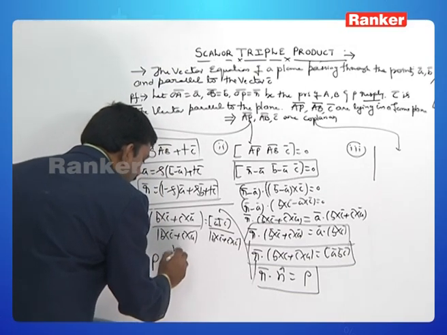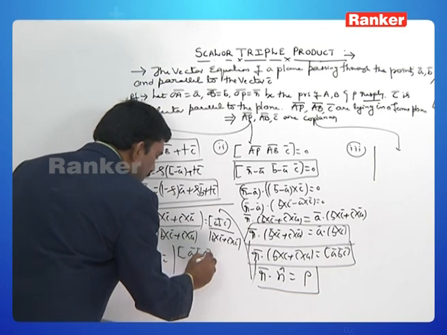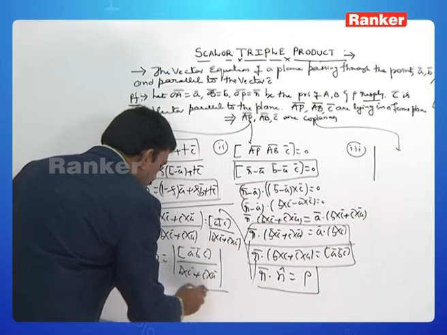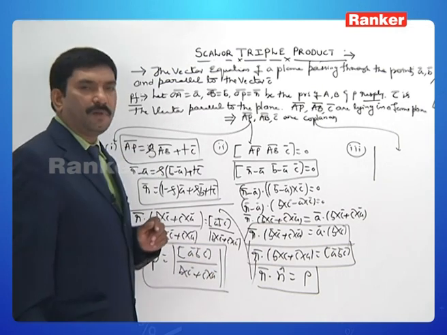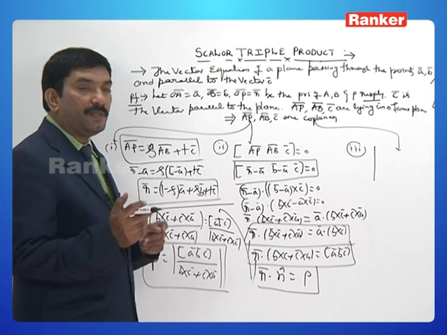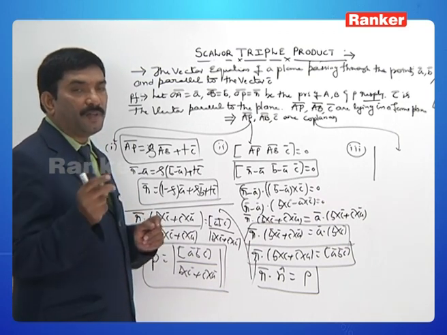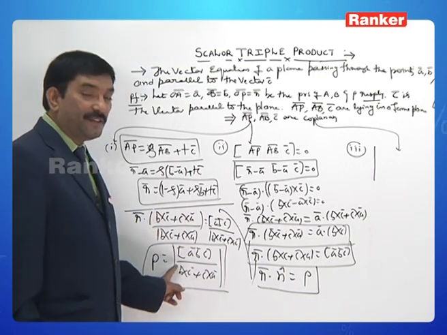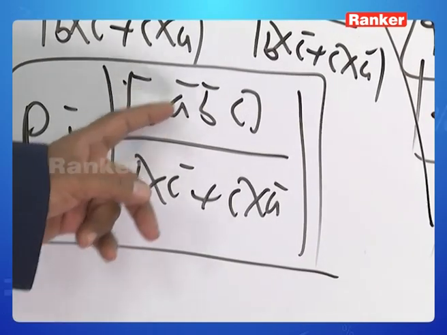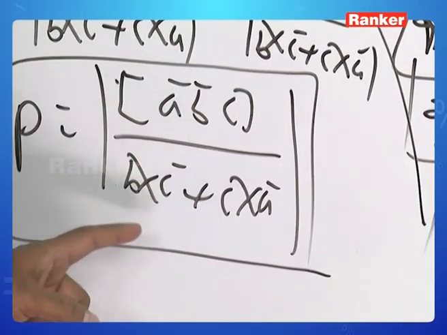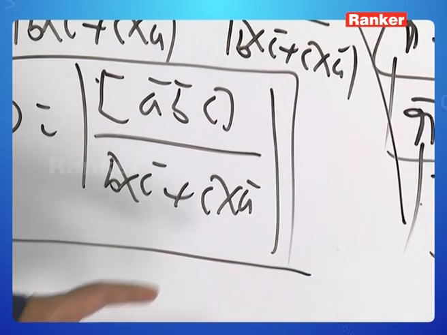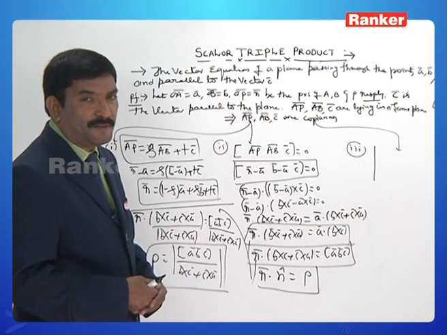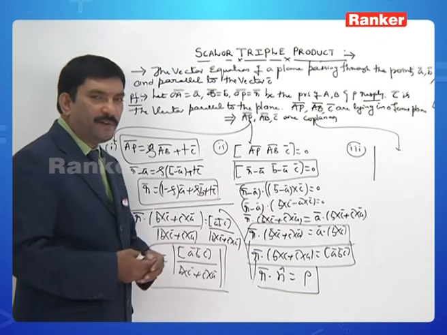P is the perpendicular distance. You can take this as perpendicular distance cannot be negative. So therefore, B cross C plus C cross A represents a perpendicular distance from the origin to the plane. That plane is passing through how many points? 2 points, A bar and B bar, and parallel to what vector? C bar is given by box of A bar, B bar, C bar by modulus of B cross C plus C cross A. In the previous one, box of ABC by what? Modulus of B cross C. This is very, very important.